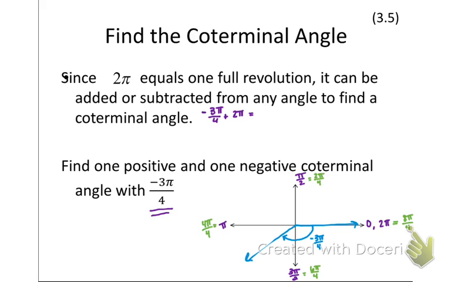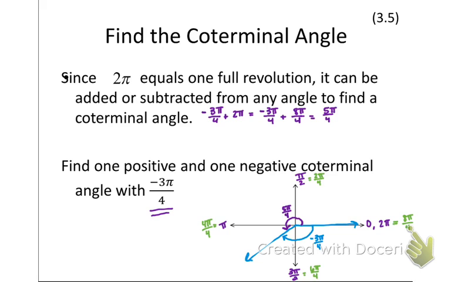However, to add fractions, we need a common denominator. So really what we're doing is we are taking negative 3 pi over 4 and we're adding 8 pi over 4. This will give us 5 pi over 4. Now if we look at our graph, we can start with our initial side and go around 5 pi over 4 counts, and this will be represented by that purple line.